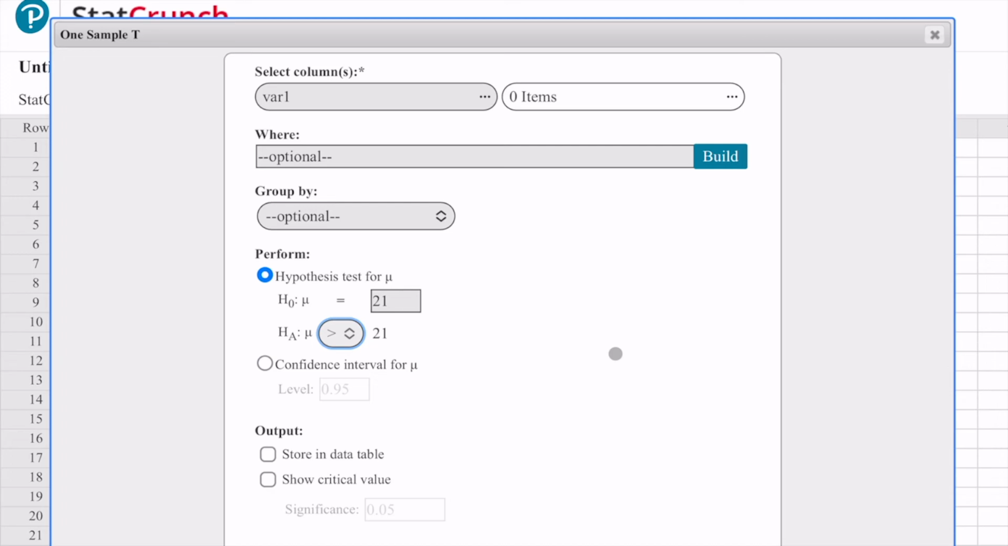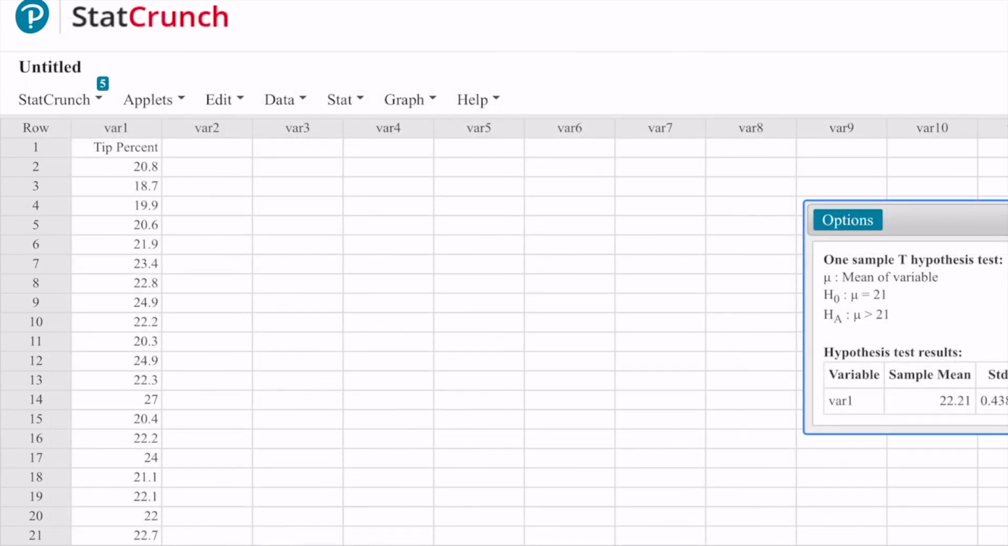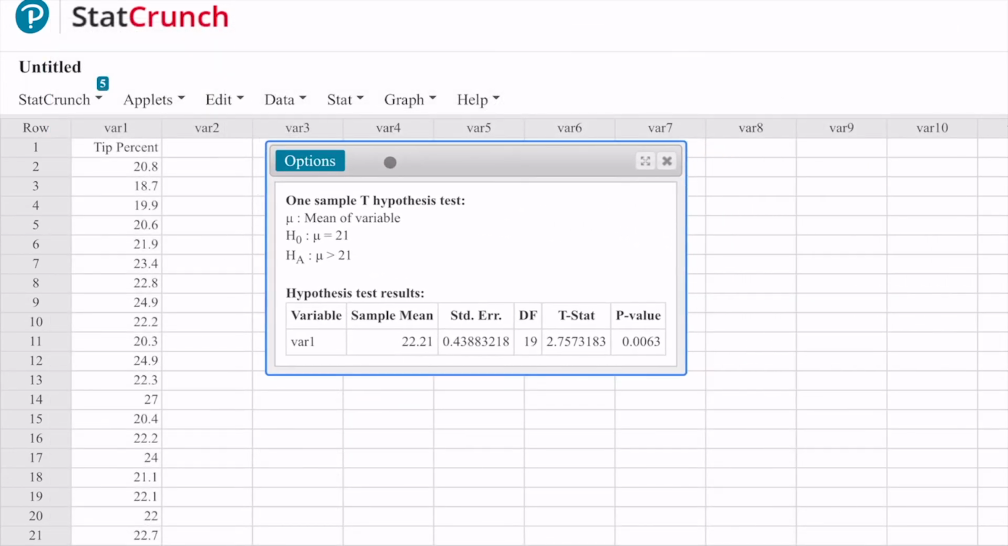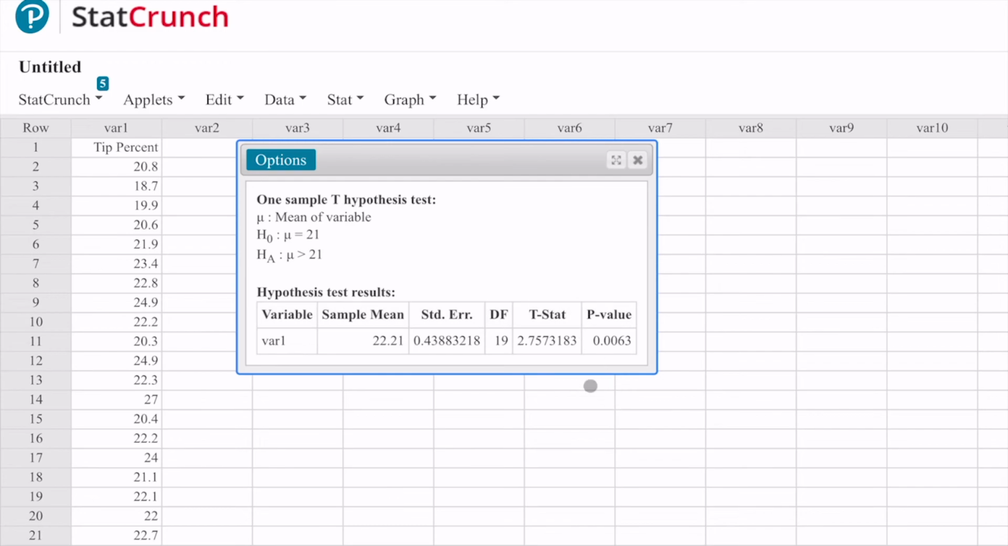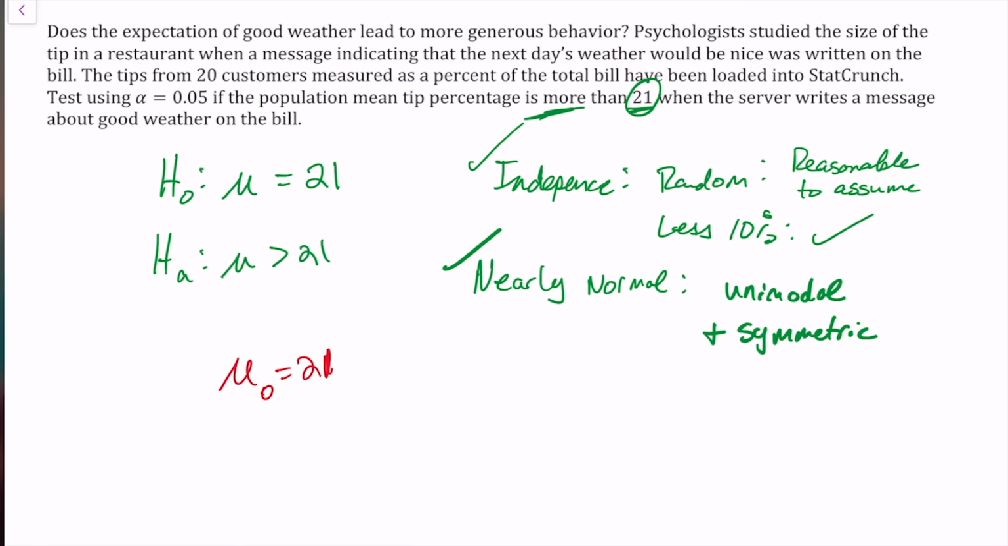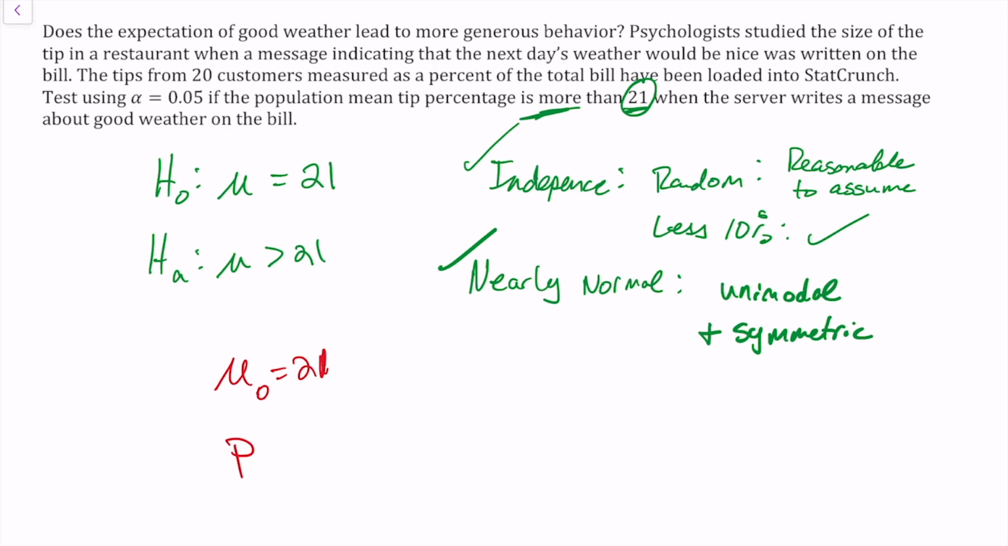It's going to calculate the mean of that data set. It's going to calculate the sample standard deviation of that data set. It's going to do all the work for us behind the scenes. And here we go, folks. We have a test statistic of 2.76, let's say, and a p-value of 0.0063.